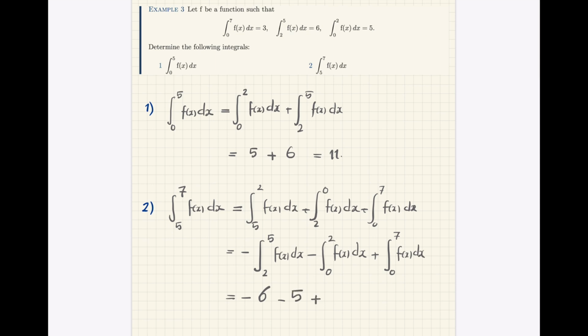And then the integral from 0 to 7 is given to be 3. So the answer to this would be minus 8. Or you might be able to find another way, but that is one way of doing that. I want you to understand this is the correct way of doing it. Any questions? Okay.